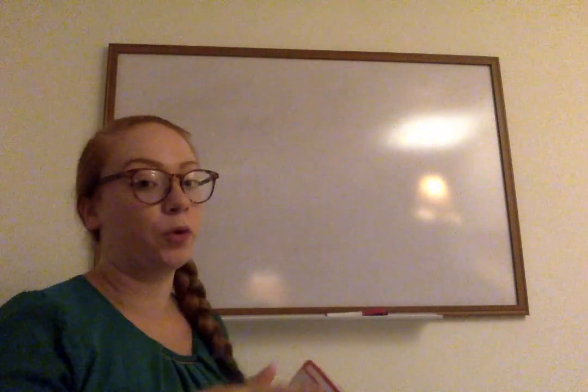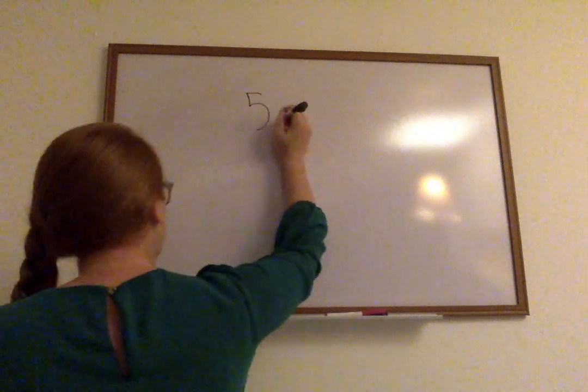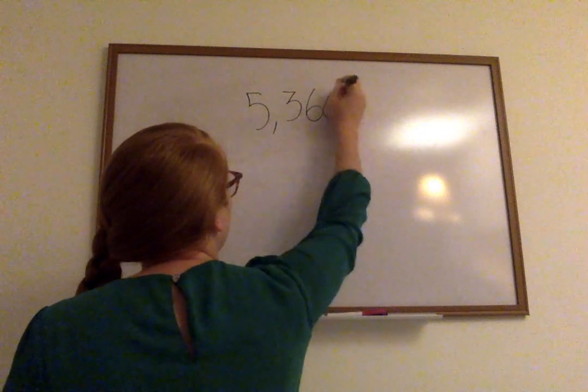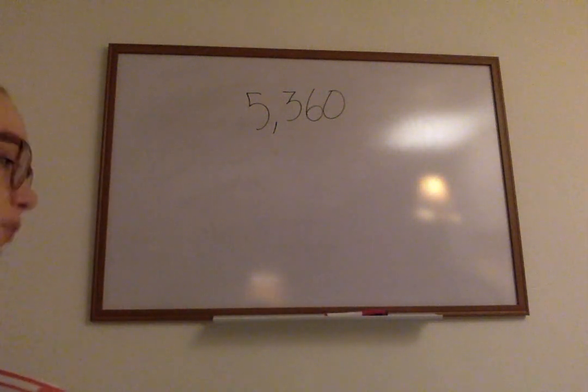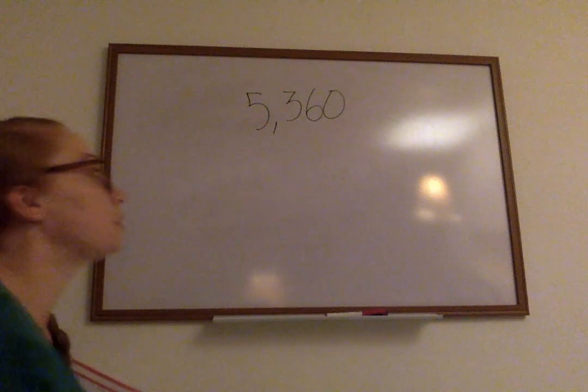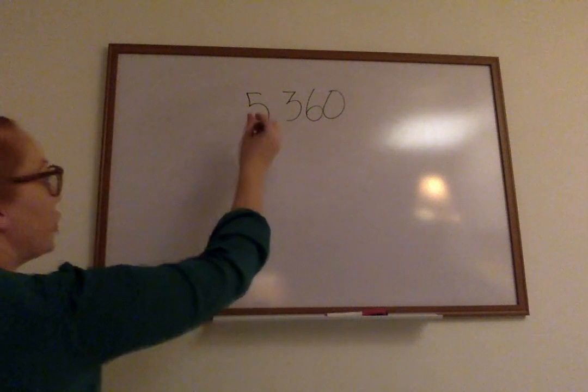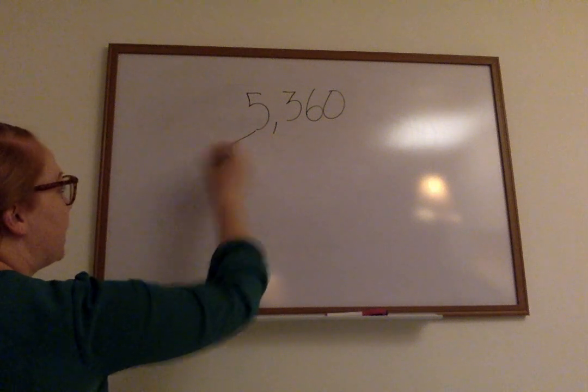Next. Sometimes they might want you to take the number in standard form and put it in expanded form. So if we had the number 5,360, you're going to now write this in expanded form. This is a part that a lot of my students really need help with, so I would watch closely here. You're going to start with your first number, bring it down.